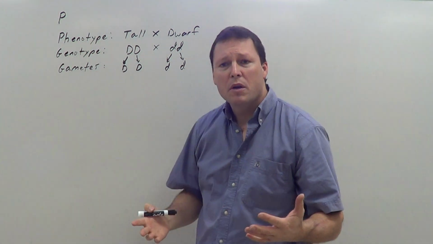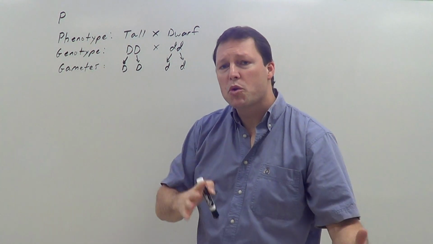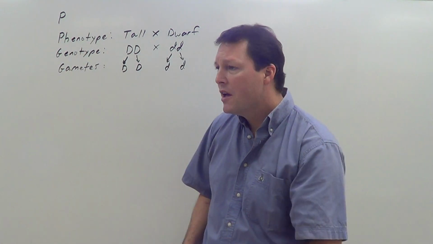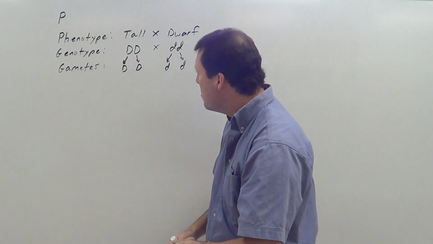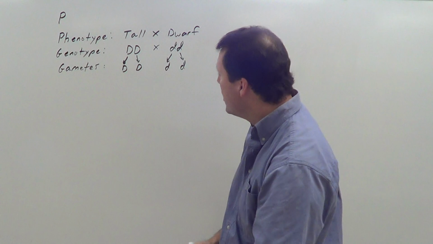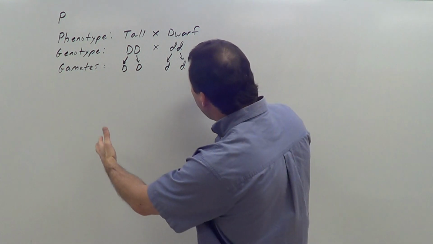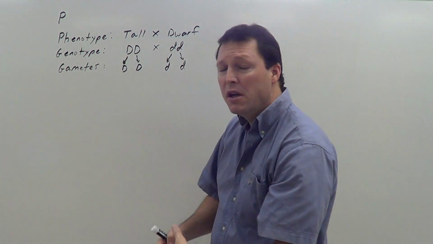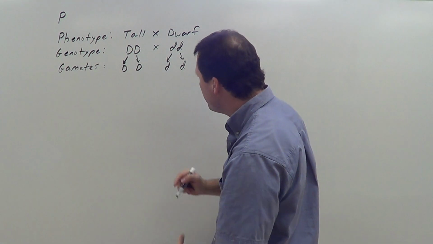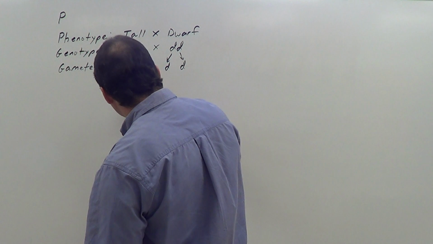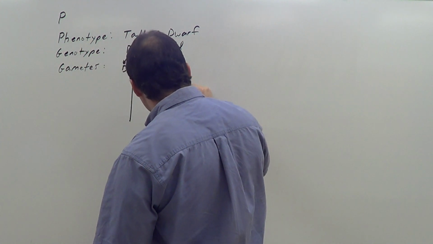Now we're going to make a Punnett square. A Punnett square was developed later on after Mendel did his work by a guy named Reginald Punnett. And a Punnett square is used to determine what combinations of offspring could be produced from the different gametes. So I'm going to draw a Punnett square.